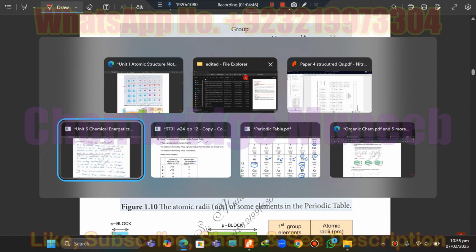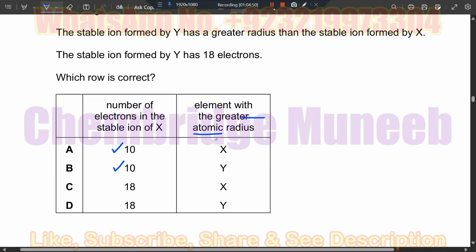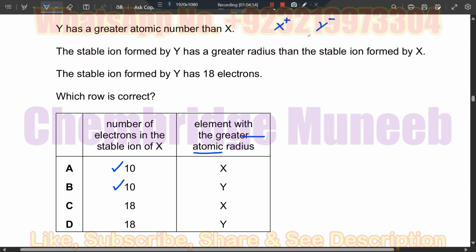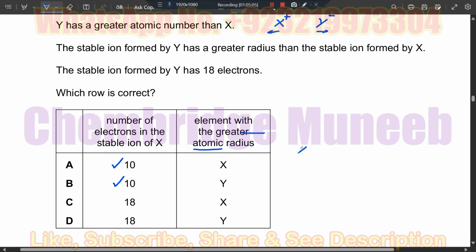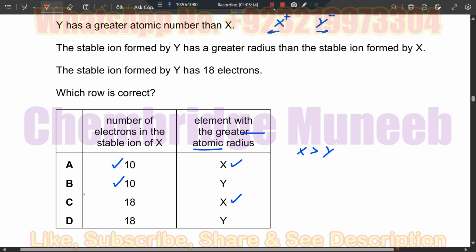So we go back to the question, and it says the size of which element will be greater. Since we know that Y is on the right side and X is on the left side of the period, Y should have less radius and X should have the greatest radius. So X would have greater radius than Y. So the correct option from this combination would be option A.